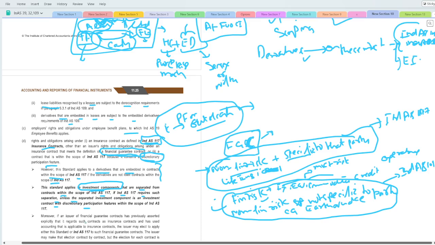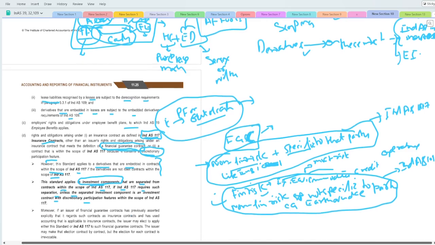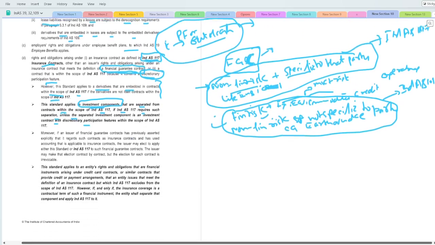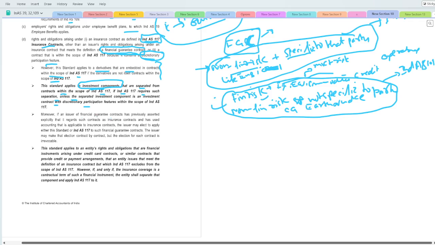Moreover, if an issuer of the financial guarantee contract has previously asserted explicitly, so this is what I was referring to, the financial guarantee contract. Moreover, if an issuer of the financial guarantee contract has previously asserted explicitly that it regards such contracts as an insurance contract and has used the accounting that is applicable to the insurance contract, the issuer may elect to apply either this standard, this means Ind AS 109, or Ind AS 117 to such financial guarantee contract.